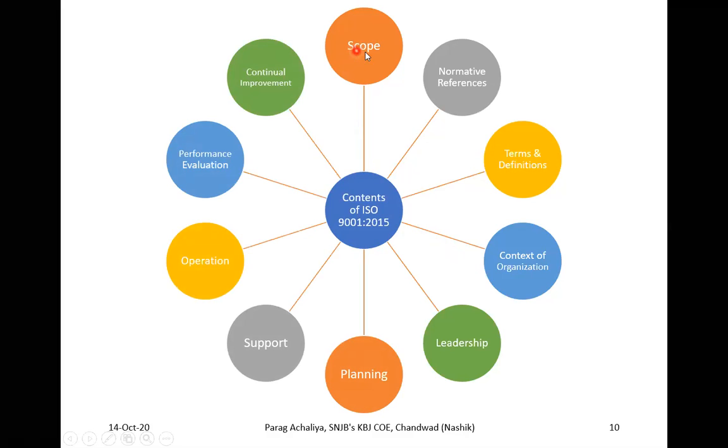What are these 10 components? The very first one is the scope of the product or the scope of your company. Then you are going to give the normative references, different norms and their references. Then you are going to specify different terms and conditions along with some basic definitions. Then you are going to provide the context of organization, everything related to your organization. Then you should provide the leadership or the management or the trust board or trustees.